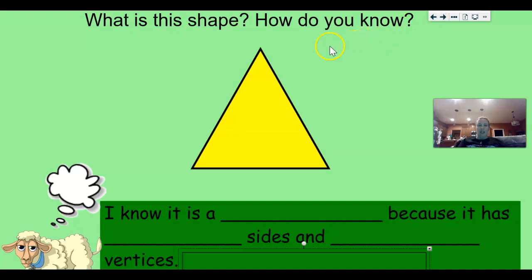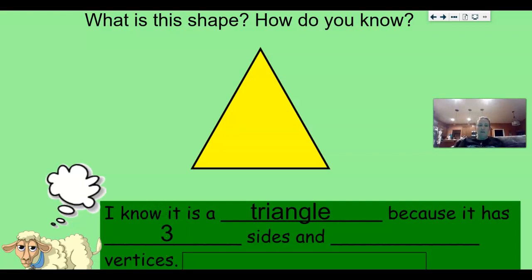All right. So let's take a look at this one. It says, what is the shape and how do you know? What shape is this, boys and girls? It's a triangle. If you said triangle, you are right. I'm going to type it and I'm going to put it right in here. I know it is a triangle because it has how many sides? Okay, let's find out. 1, 2, 3. So it has 3 sides.